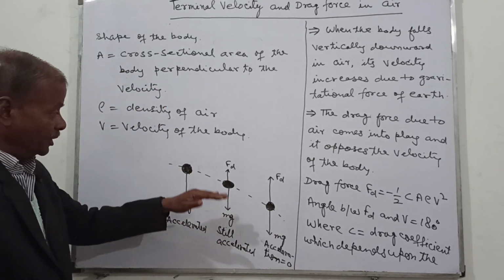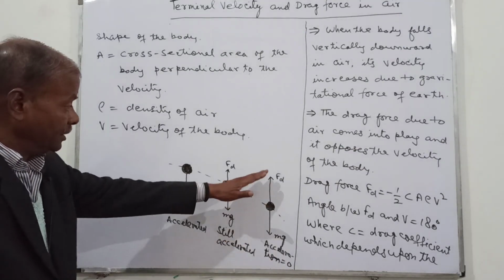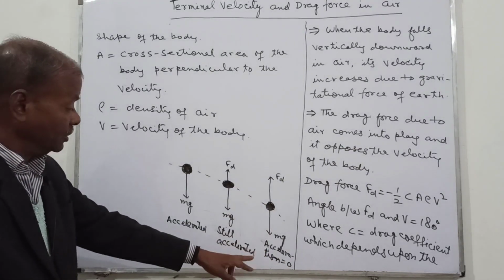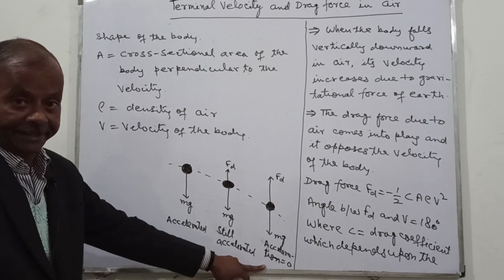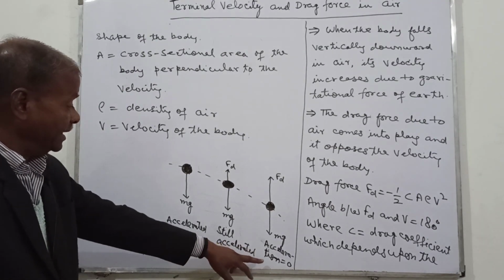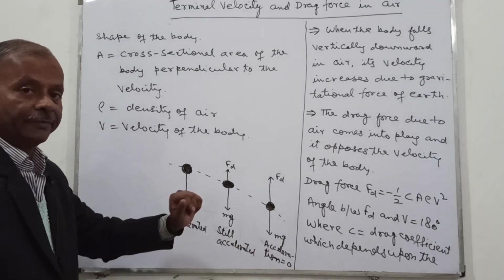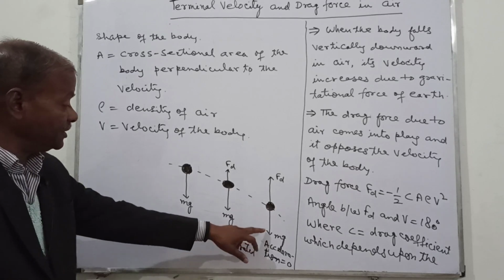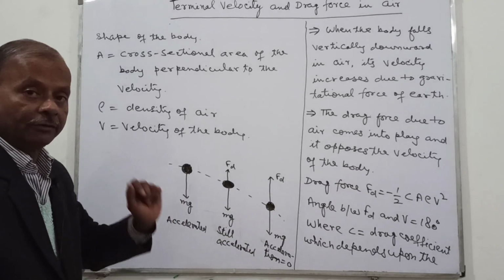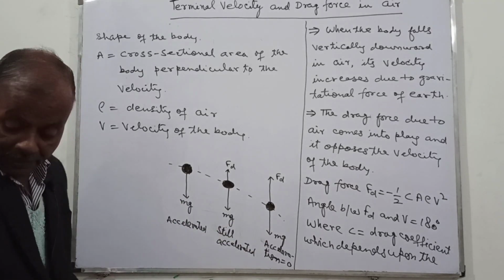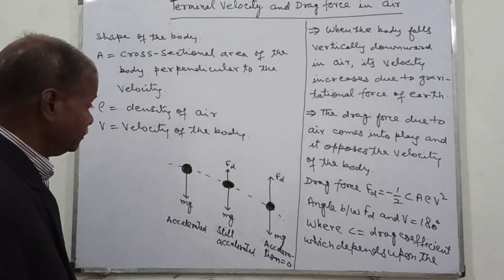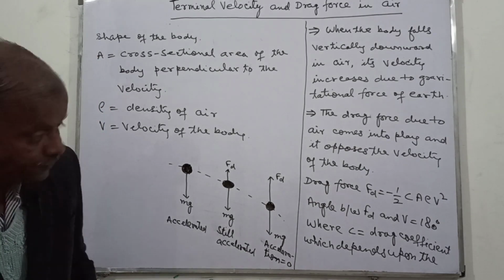As the body goes down, after some time, the body attains the terminal velocity. So in this, there is no acceleration at all. So now what will happen? These two forces will balance, so the sum of these two will be equal to 0.